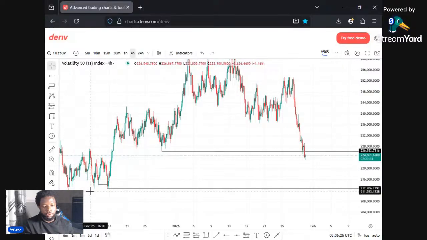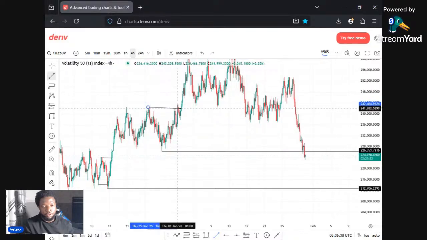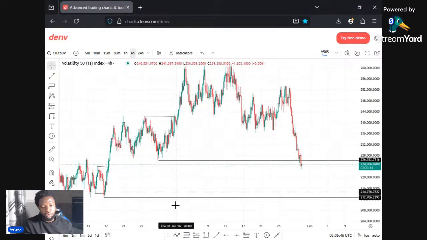We have a sweep here. We have our first break, which is here. Price retraces 50% to give us what? Structural liquidity, which is this, and then it breaks the newly created high to give us our second break of structure, and this is our POI.